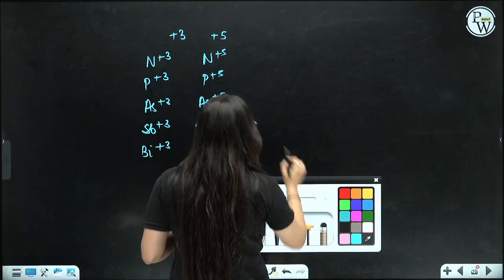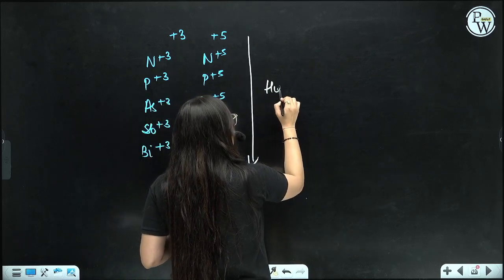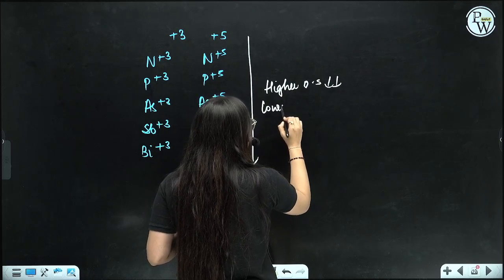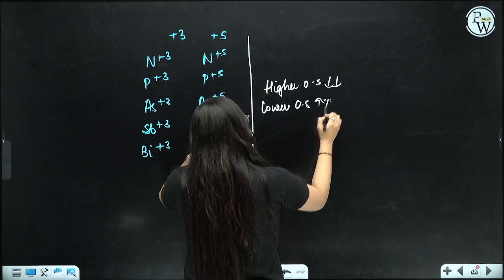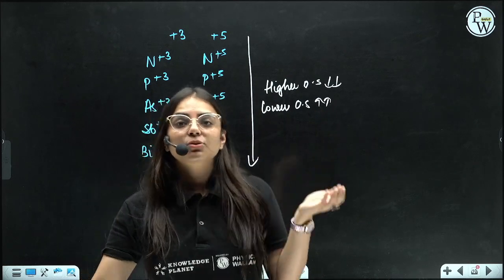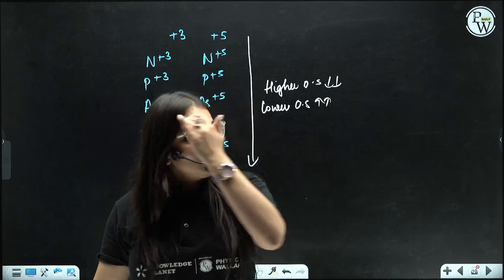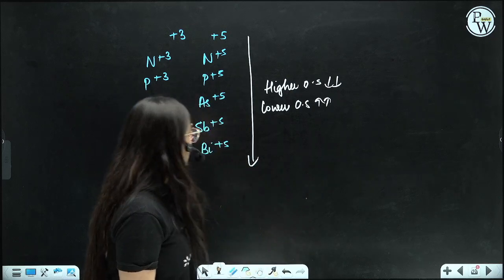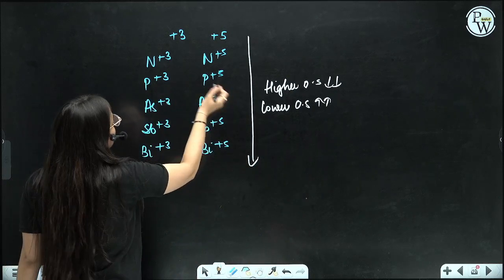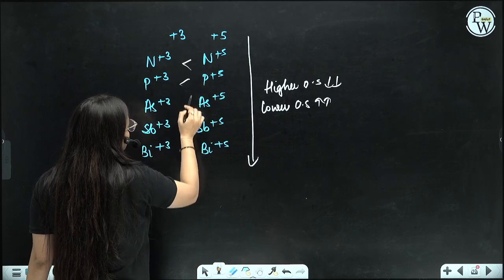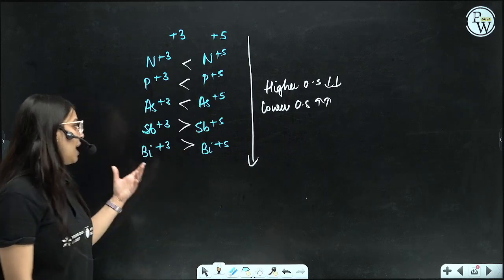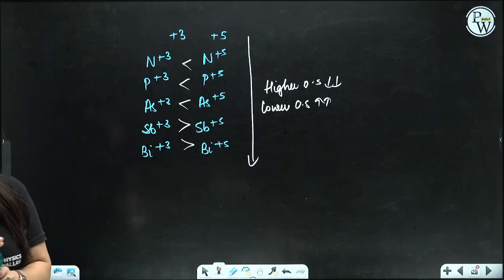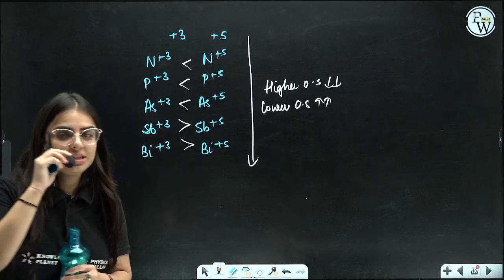Do remember this, students: when moving from top to bottom, the stability of the higher oxidation state decreases, and the stability of the lower oxidation state increases. So the higher ones are stable at the top, and at the lower positions the lower oxidation states are more stable. Clear, everyone? Please, students, write each and every key concept that I am mentioning so that it is easy and clear to you all.